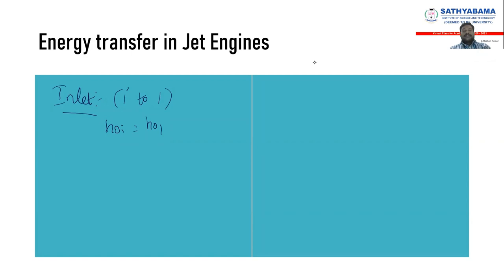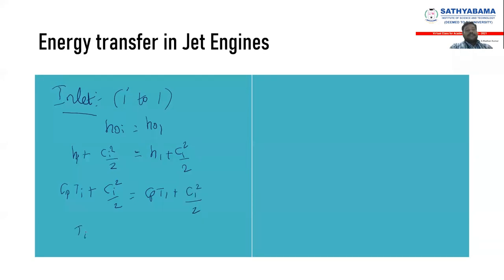So what is your total enthalpy? Total enthalpy is nothing but static enthalpy plus dynamic enthalpy. Static enthalpy is Ha, plus dynamic enthalpy Ca square by 2. Similarly, for state 1, H1 plus C1 square by 2. These are the standard, general form of the energy equation. Now, H is nothing but Cp into T, so Cp Ta plus Ca square by 2 is equal to Cp T1 plus C1 square by 2.